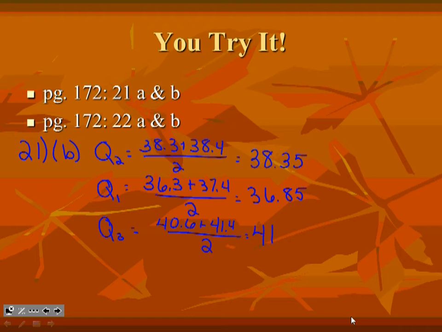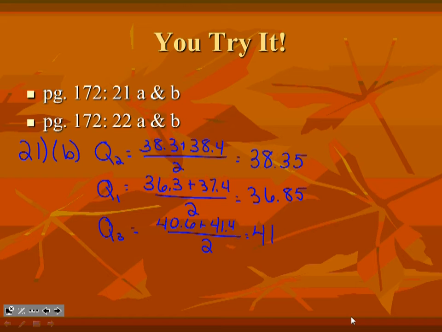Alright, so, whenever I took a look at the data, my median fell between 38.3 and 38.4, so that gives me a median of 38.35. Now, because we didn't circle a number there, the data is just split in half. So Q1 fell between 36.3 and 37.4, giving us a first quartile of 36.85, and then Q3 fell between 40.6 and 41.4.